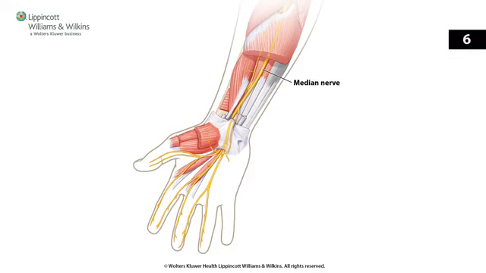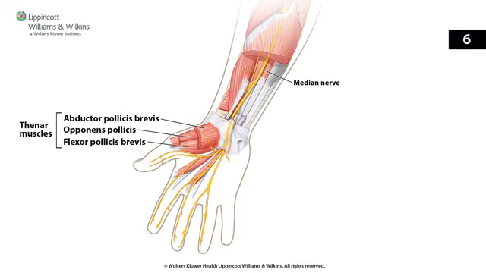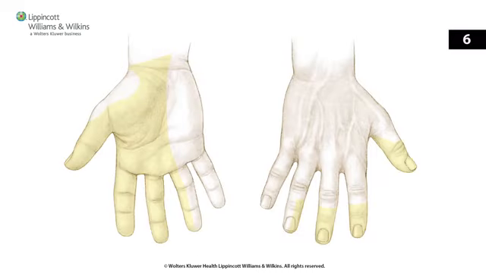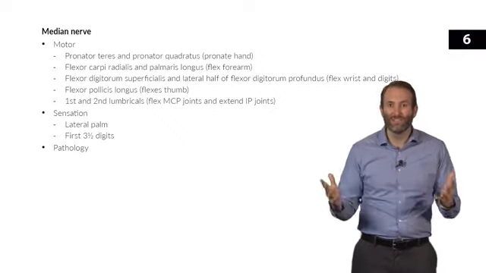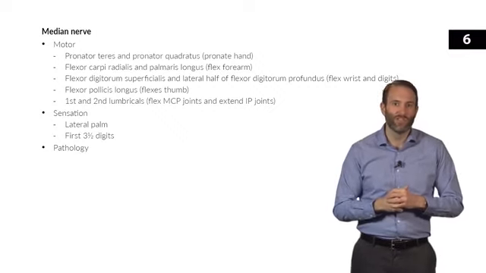Now in the hand, the median nerve supplies the first and second lumbricals, which will flex the MCP joints and extend at the IP joints. The median nerve also innervates the thenar muscles, which includes the opponens pollicis, the abductor pollicis brevis, and the flexor pollicis brevis. What about sensation? Well, sensation from the median nerve will cover the lateral palm and the first 3.5 digits. There will be different presentations, though, depending on the location of injury to this nerve.